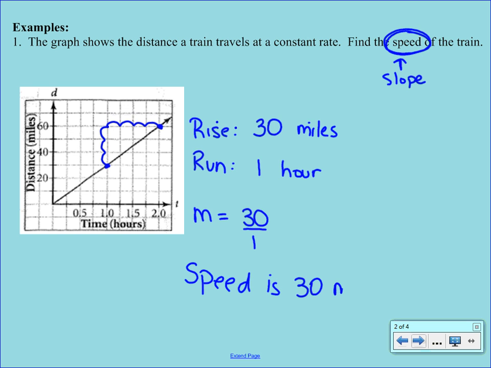And if you think about it the other way, if you had just done rise over run by counting the boxes, you would have said that your slope is 3/4. So your train would be going 3/4 of a mile per hour, and you'd probably be better off just walking, so you might just want to get off that train.